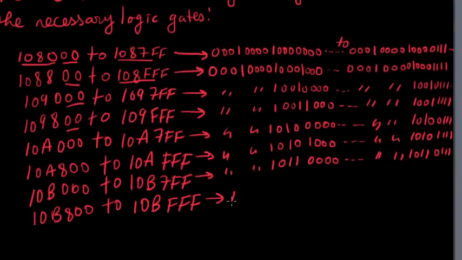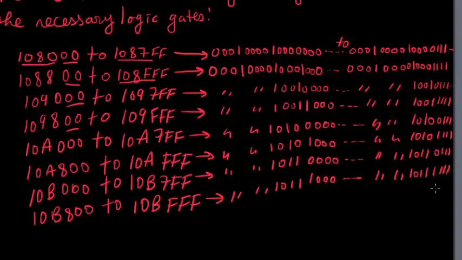We continue with the last one. You have a 1, 0, B, 8, and then all zeros after that, and then you have a 1, 0, B, and you have all Fs. So now we have, hopefully it's clear, the binary values.